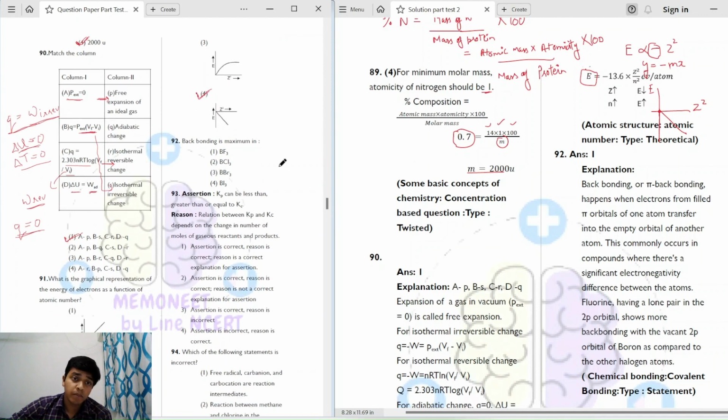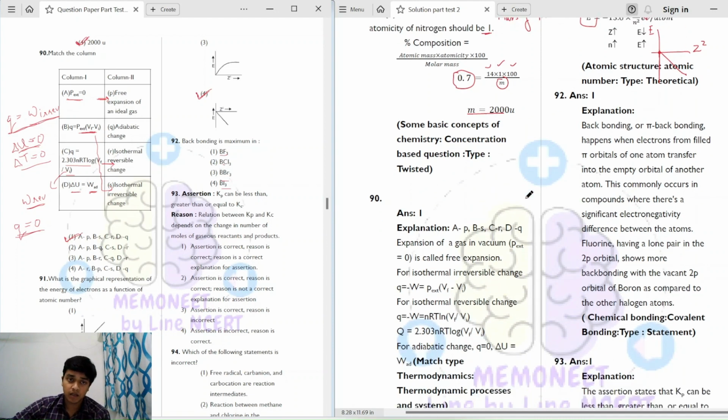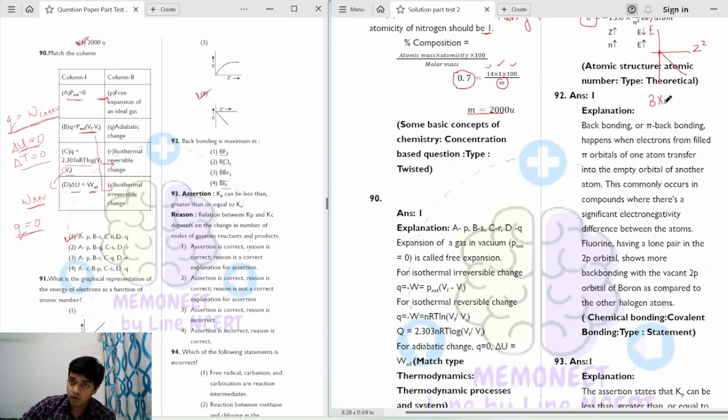The question says back bonding is maximum in, and we have four options: BF3, BCl3, BBr3 and BI3. So we know that when boron forms a BX3 type of compound, it is an electron deficient compound. Boron has only 3 valence electrons, so it forms 3 bonds, but its 1 p orbital remains empty. So what happens is the lone pair on the halogen atom will be back bonded to this empty p orbital of the boron atom.